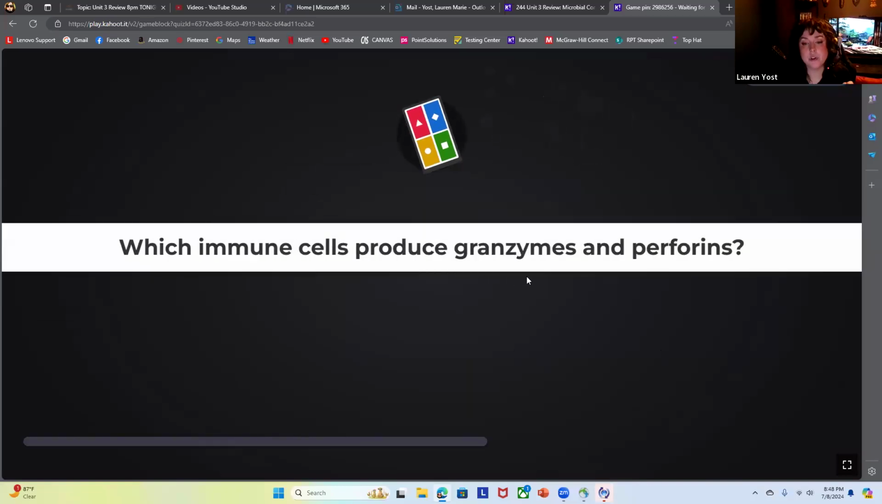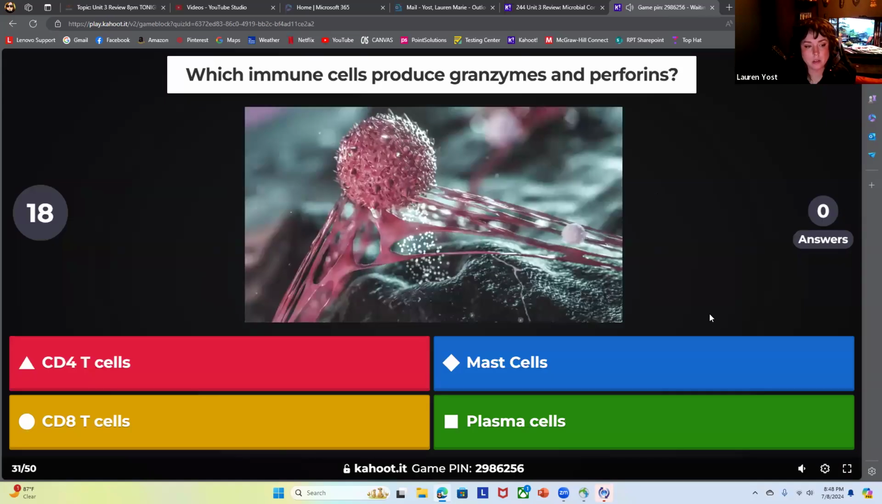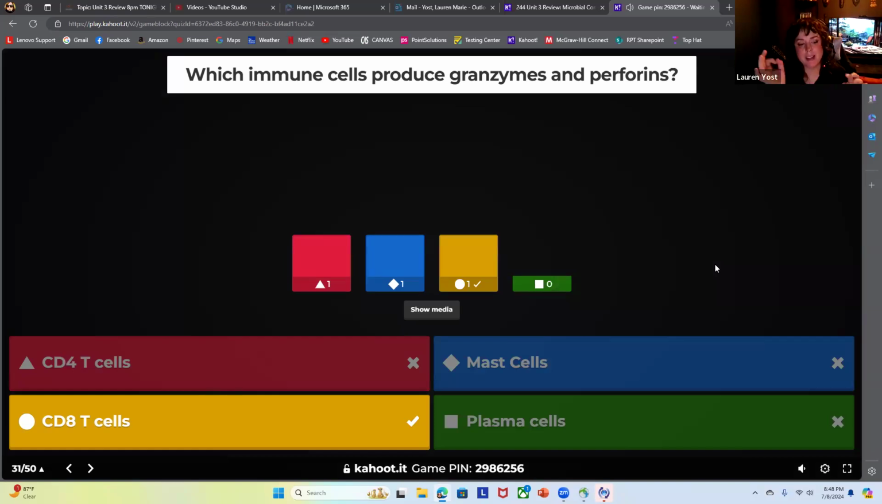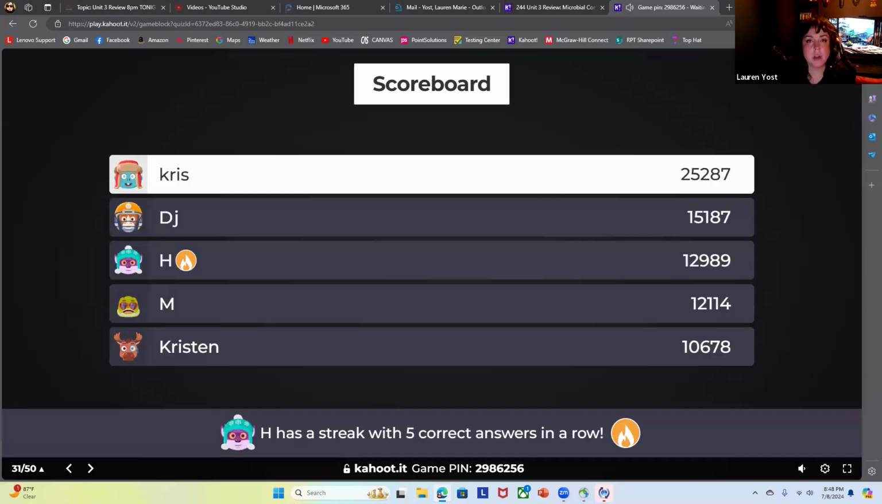All right, which immune cells produce granzymes and perforins? All right, so this is going to be the CD8 T cells, our cytotoxic T cells. This is what makes them cytotoxic. They secrete perforins that poke holes or perforate the target cells, and then granzymes that go in to break down the contents of the cell, and that eventually will lead to the cell undergoing apoptosis or cell death.